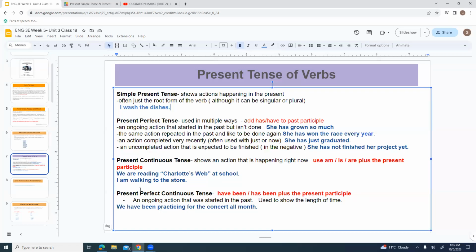And then we have present perfect continuous. So it's kind of these two combined here. Have been or has been plus the present participle, an ongoing action that started in the past. And we use it to show the length of time. So, like, we have been practicing for the concert all month.